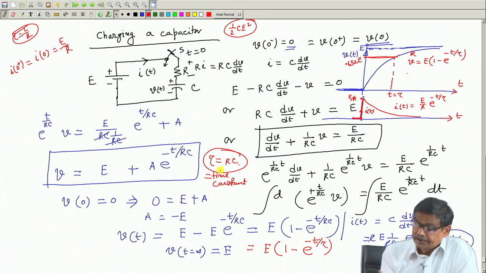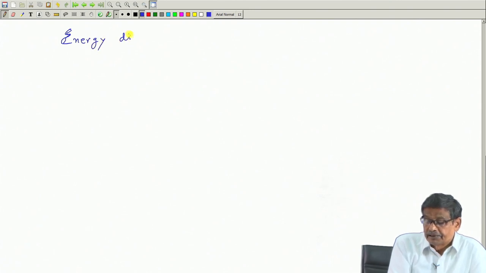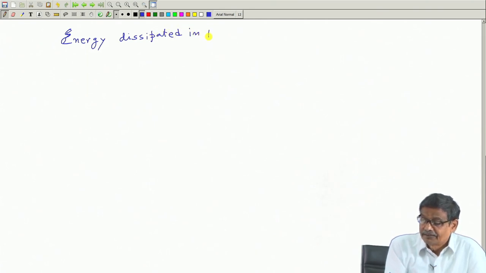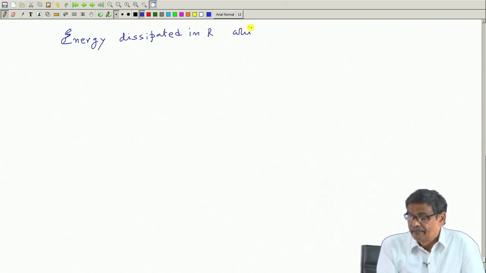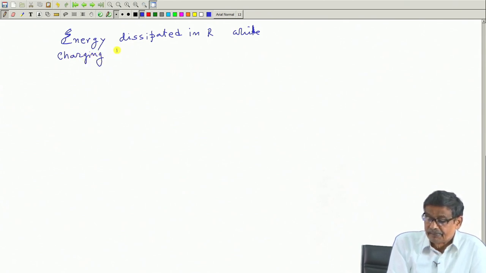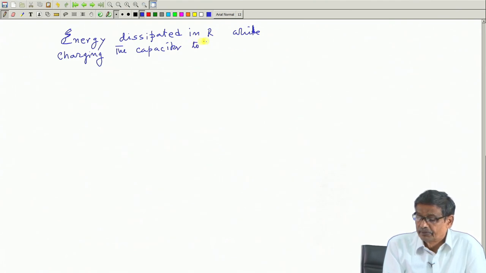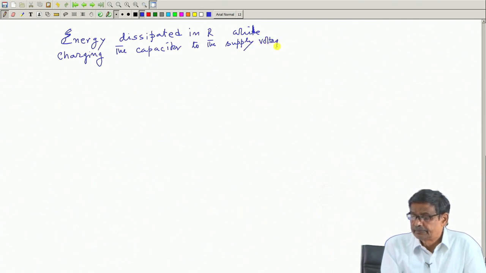Now, the question is how much energy. Let me write it like this. This is a very interesting observation. Energy dissipated in R while charging the capacitor to the supply voltage, in this case it is E.